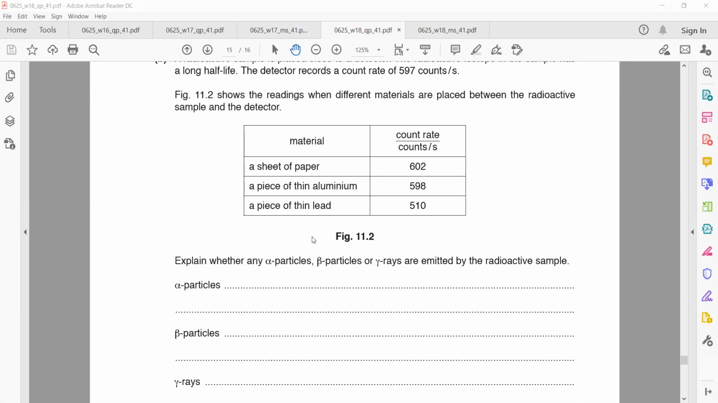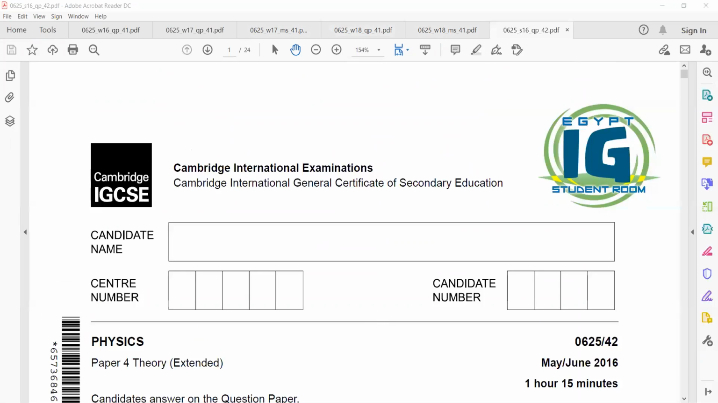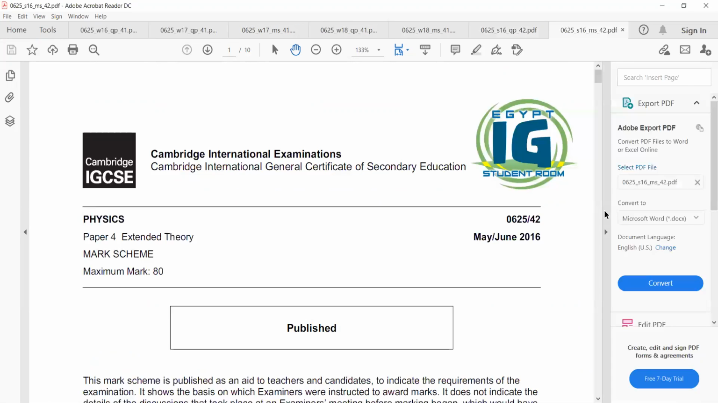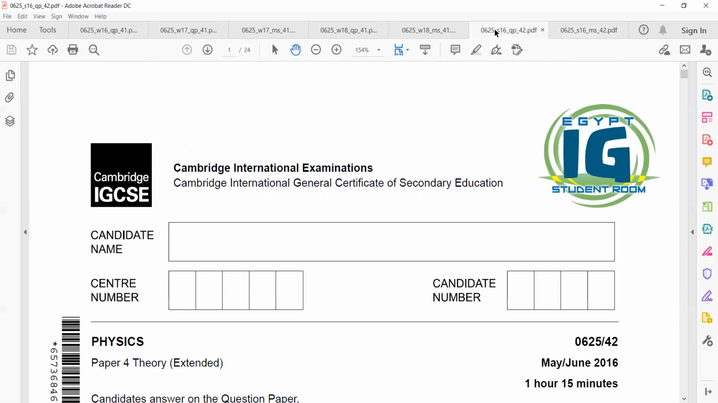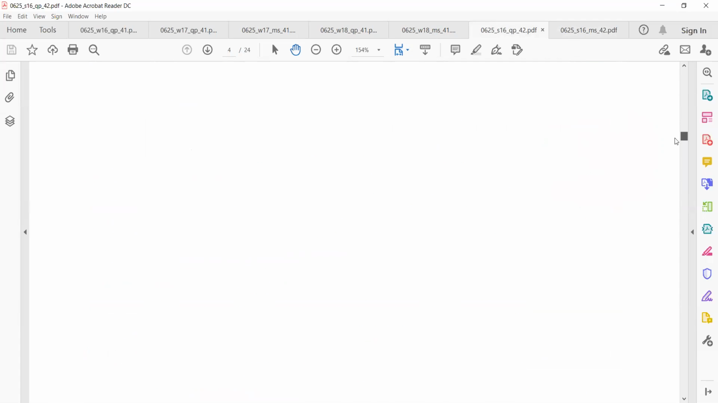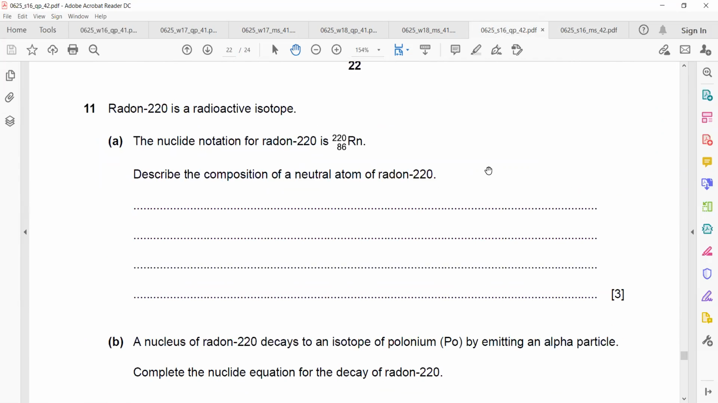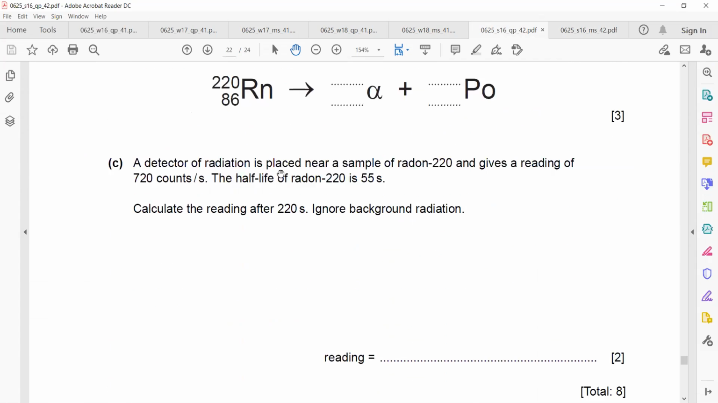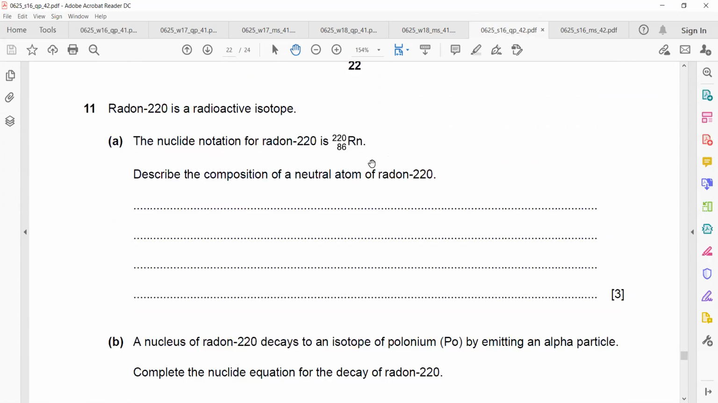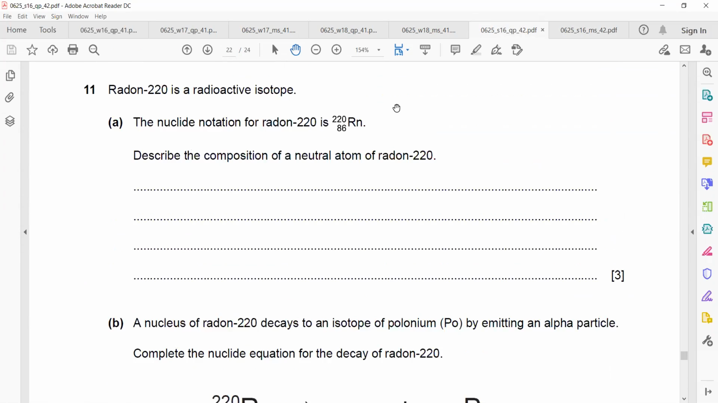The second variant of May June 2016, a similar question on the composition of radon-220, a radioactive nuclide, with its nuclide notation given.